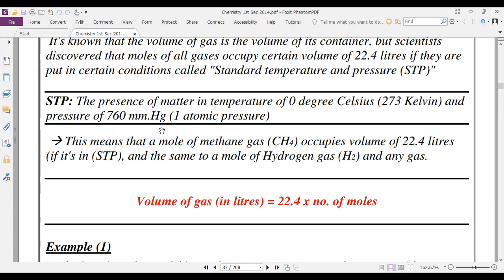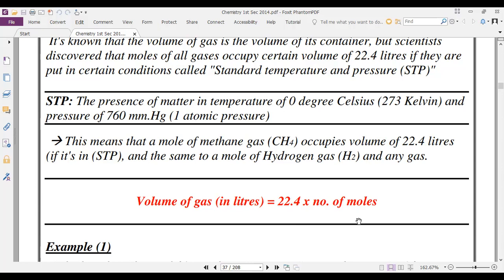This means that a mole of methane gas, CH4, occupies a volume of 22.4 liters at STP. And the same for a mole of hydrogen gas, H2, and any gas. So finally, one mole of any gas at STP equals 22.4 liters. So it's the molar volume at STP. Do you understand? So what is the third rule?